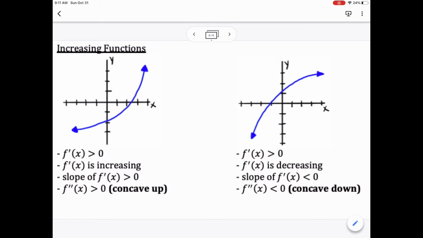If we are starting to slow down the increasing value, so we're heading towards zero, that means the slope of the first derivative is starting to become negative. Then that means your second derivative is actually negative as well. So that means that we have a concave down function.